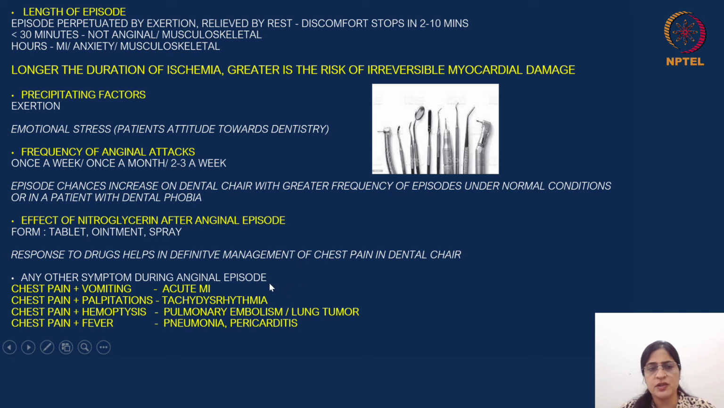We must ask the patients about any other symptoms associated with the anginal episode that will hint towards other ailments. If the chest pain is accompanied by vomiting, it can be an acute myocardial infarction. If the chest pain is with palpitations, it could be tachydysrhythmia. If the chest pain is with hemoptysis, that means cough with blood-tinged sputum, it could be pulmonary embolism or a lung tumor. And if there is fever accompanied with chest pain, it could be pneumonia or pericarditis. So the associated symptoms are very important when we are asking the patient about the history of chest pain.